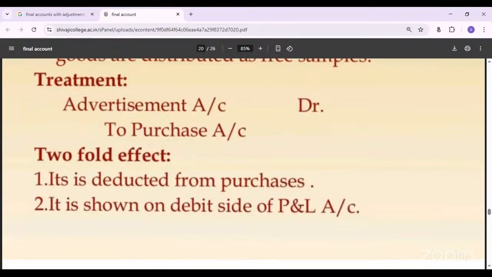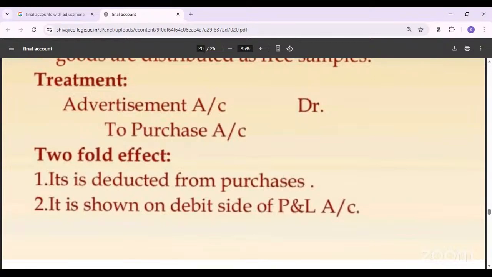Then the two effects are, first one, it must be deducted from the purchases in the trading account. Again, it should be shown on the debit side of the P&L account because it is purely meant for products, purchases, an advertisement effect, so it will not reflect in the balance sheet. It is a revenue item and every time we will not issue free samples. It is only for a temporary period. Only for a few products will we go for the issue of free samples. Hence, it will not reflect in the balance sheet. It will reflect only in the trading account and only in the P&L account.